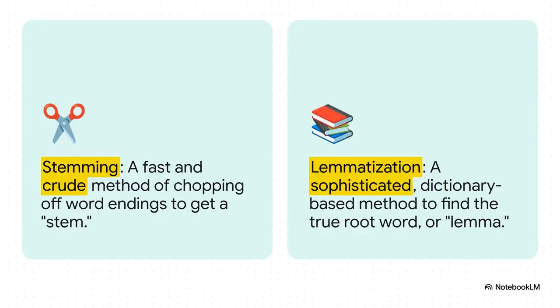Okay, so now we have our words, our tokens, but we need to standardize them. I mean, think about it. The words running, runs, and ran all point back to the same core idea, right? The verb run. A computer needs to figure that out too, and there are two main ways to do this: stemming and lemmatisation. And trust me, there's a big difference in how smart they are about it.